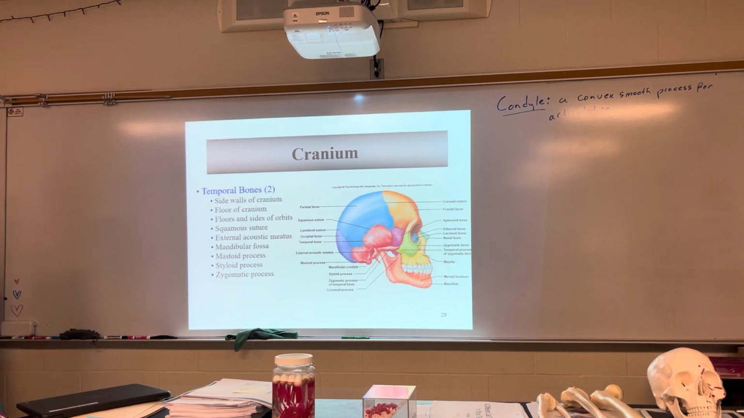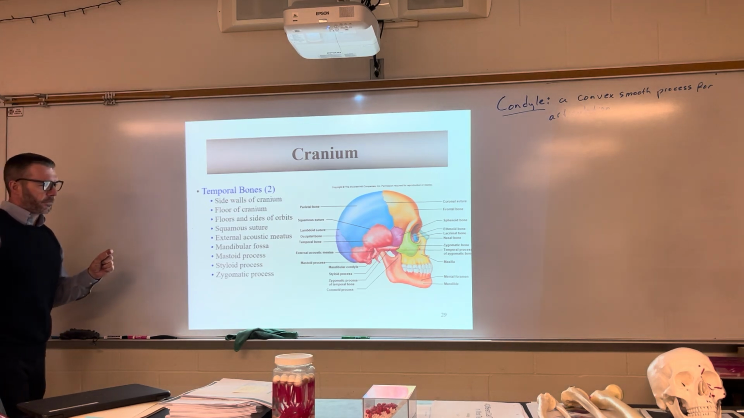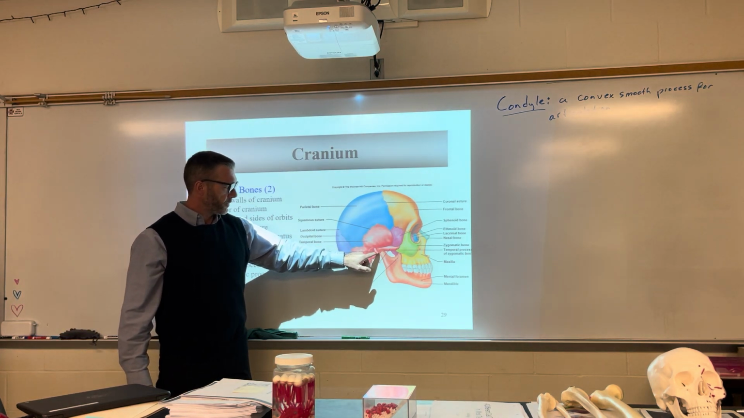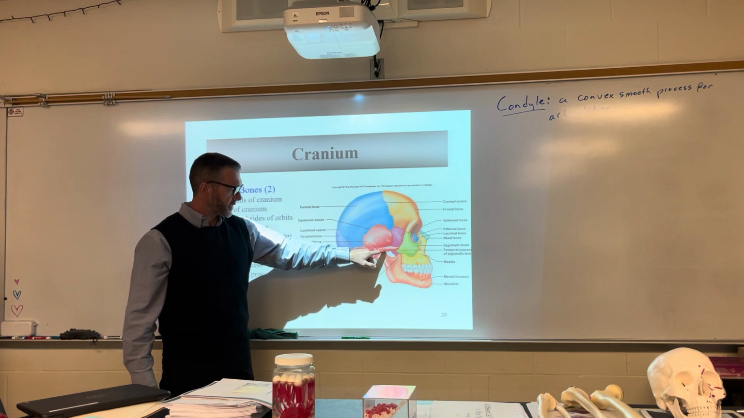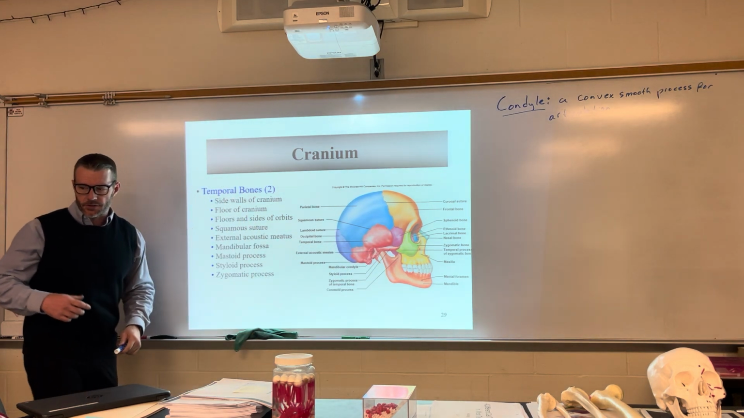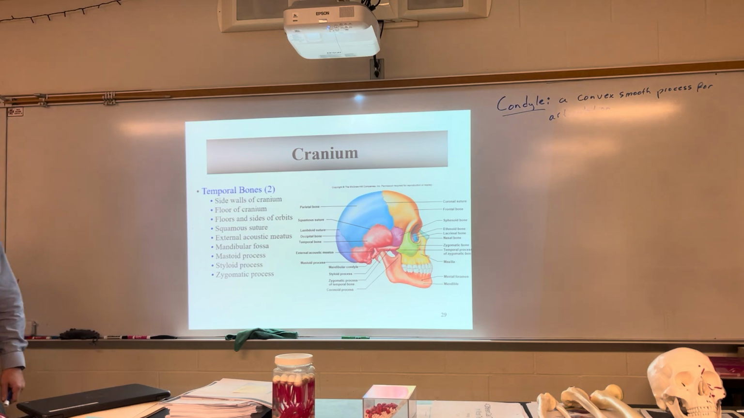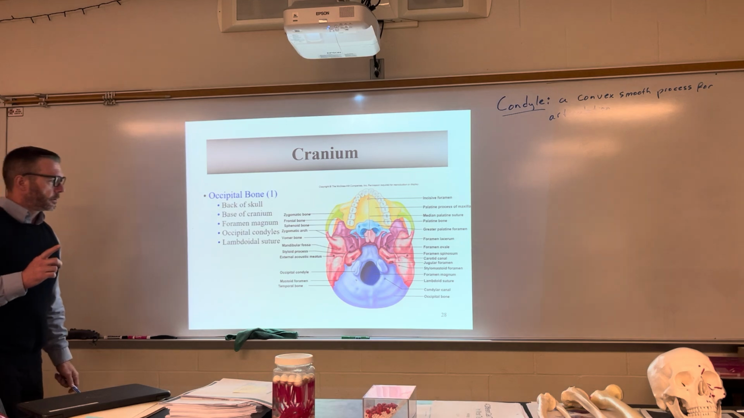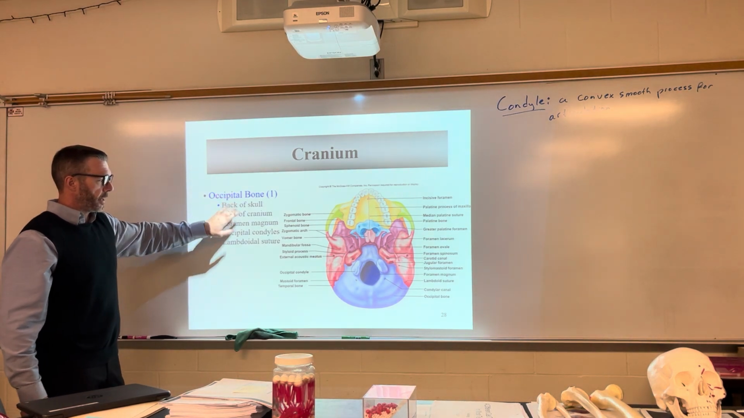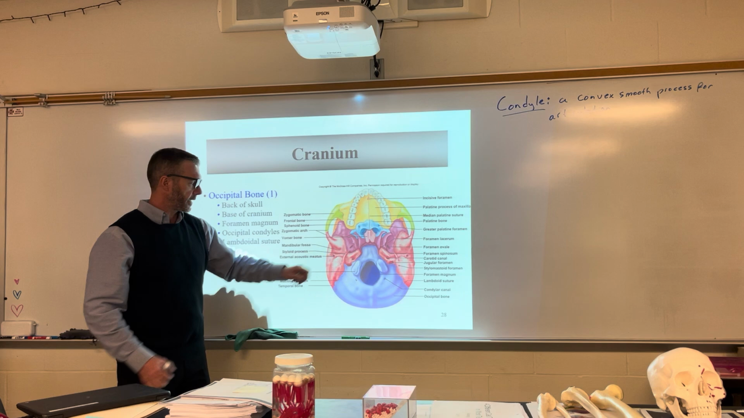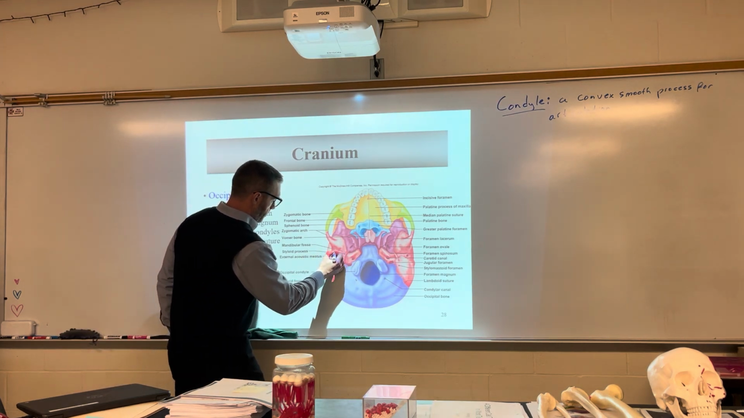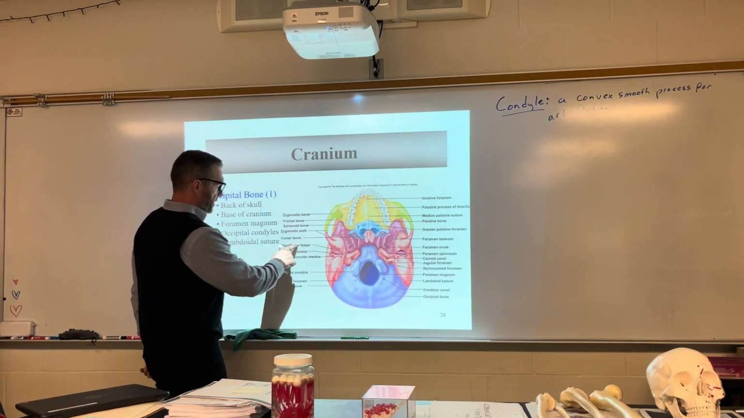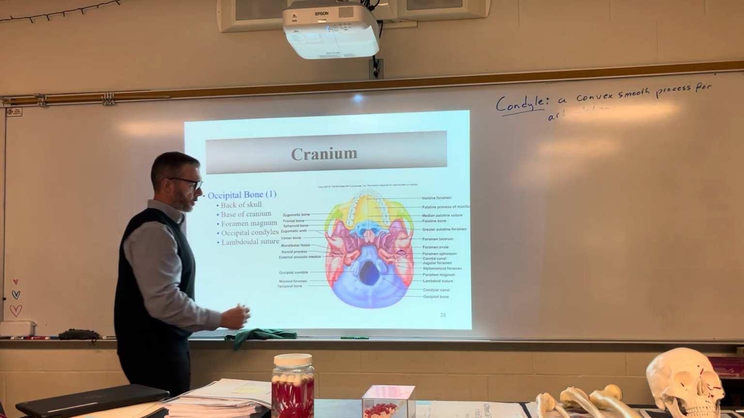Now, just in front of the external acoustic meatus, we have this structure called the mandibular fossa. It's a concavity that allows for the articulation of the mandible or the lower jaw. If we go back here real quick in your notes, now I know we're back on the occipital bone slide, but I want to talk about the temporal bone for just a second. This structure right here, this is the mandibular fossa. It's tagged on this side, but I want to put blue circles there.